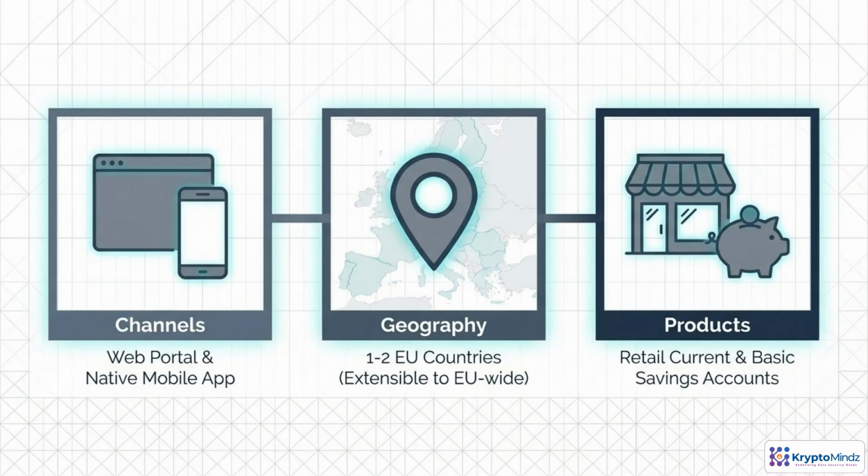To keep this use case manageable, we'll frame it deliberately narrowly. We focus on two channels, a web portal and a native mobile app. That's enough to expose the key architectural questions without drowning in edge cases. We assume 1 or 2 EU countries at the start, but we design from day one so the same pattern can scale EU-wide. And we limit products to simple retail current and savings accounts, not complex lending.